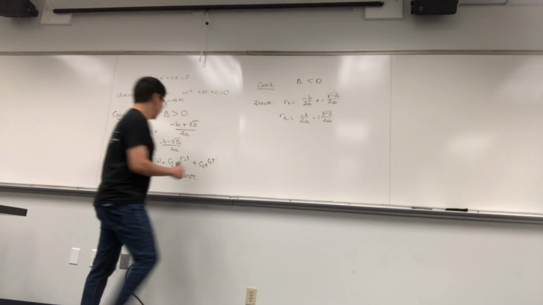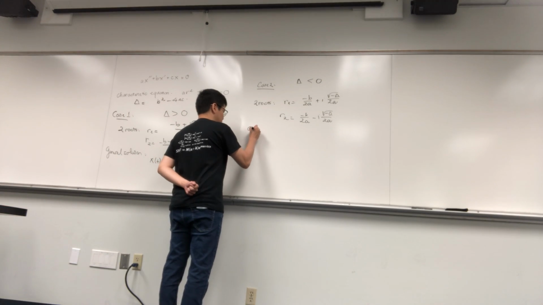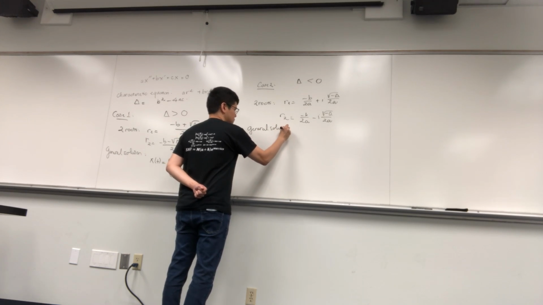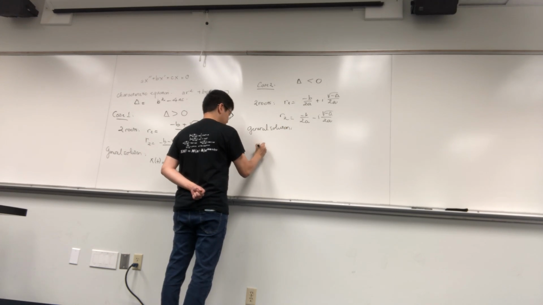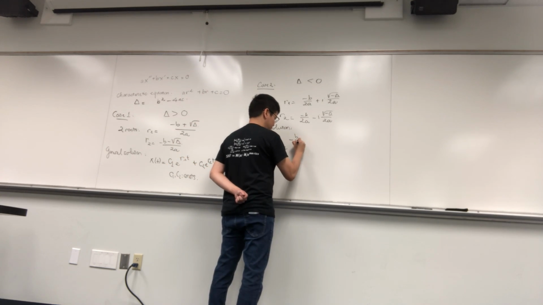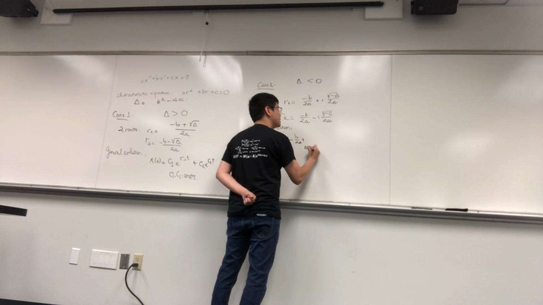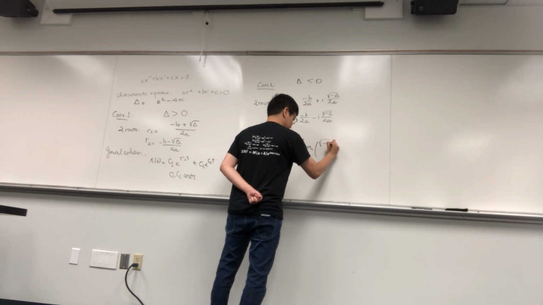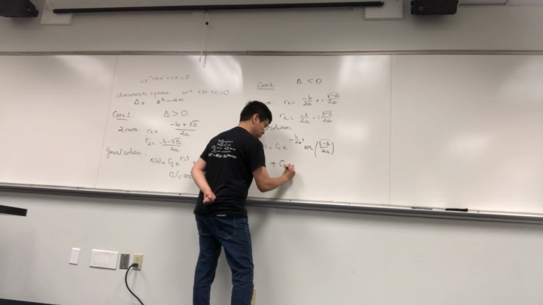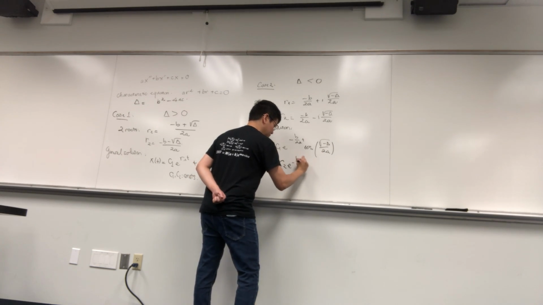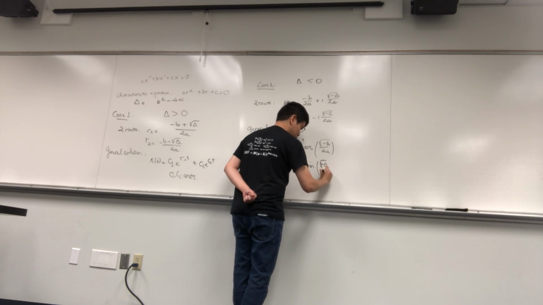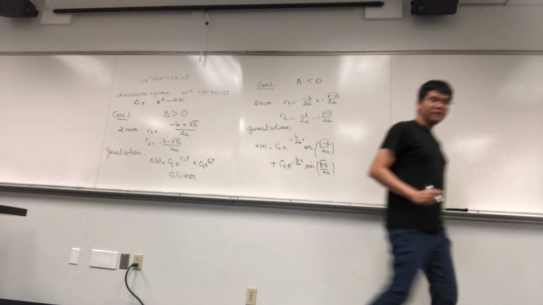All right. So you're going to have the general solution of the form x(t) is c1 exponential of minus b over 2a t times cosine of the square root of minus delta over 2a t, plus c2 exponential of minus b over 2a t times sine of the square root of minus delta over 2a t. All right?